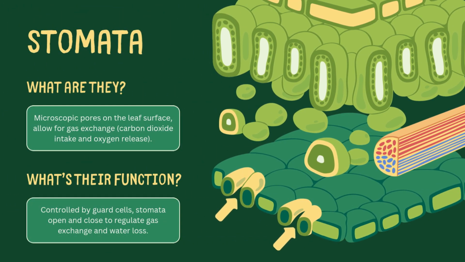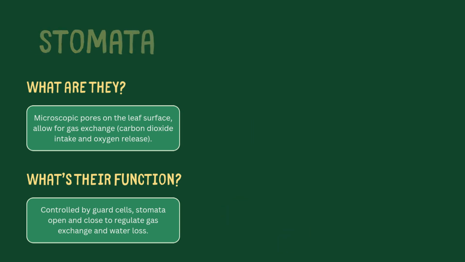At last, the stomata. These are the microscopic pores on the leaf surface which allow for gas exchange, that is carbon dioxide intake and oxygen release. Controlled by guard cells, stomata open and close to regulate gas exchange and water loss.